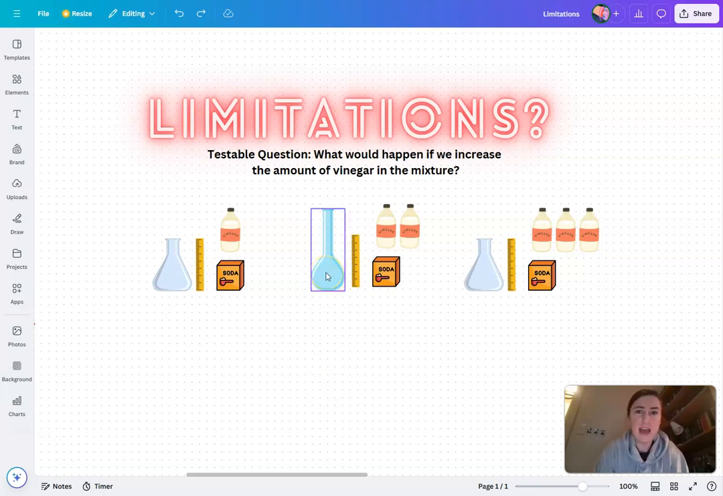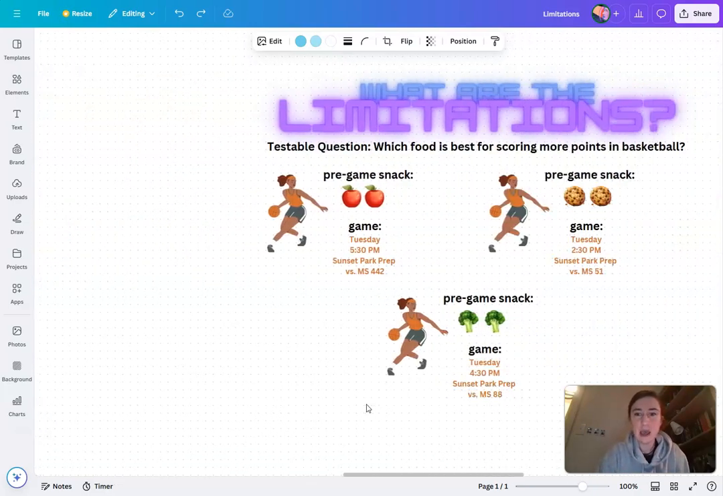Maybe this weird flask has special powers and, I don't know, it's making the experiment weird or something. I don't know. It needs to stay the same. We need to be able to say, oh, it was definitely the amount of vinegar that was giving us our data, not this random flask in the middle. Let's move on to a different example.